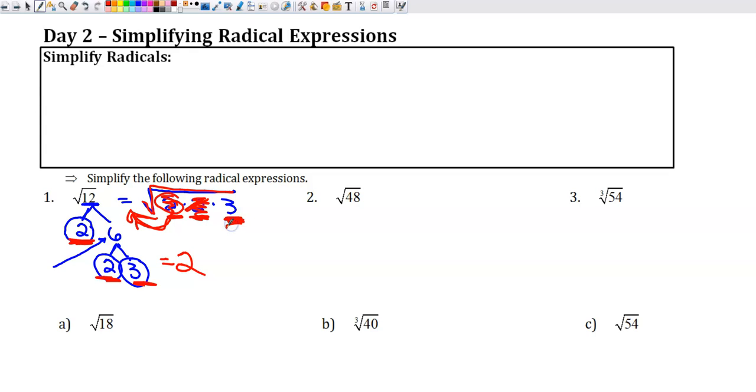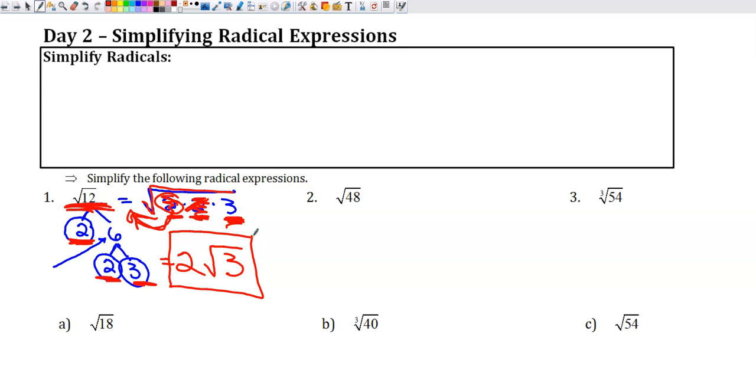Did that 3 earn his freedom? Nope. He didn't fight in the Colosseum, so he has to stay in there. And now the simplified form of the square root of 12 is 2 square root 3.